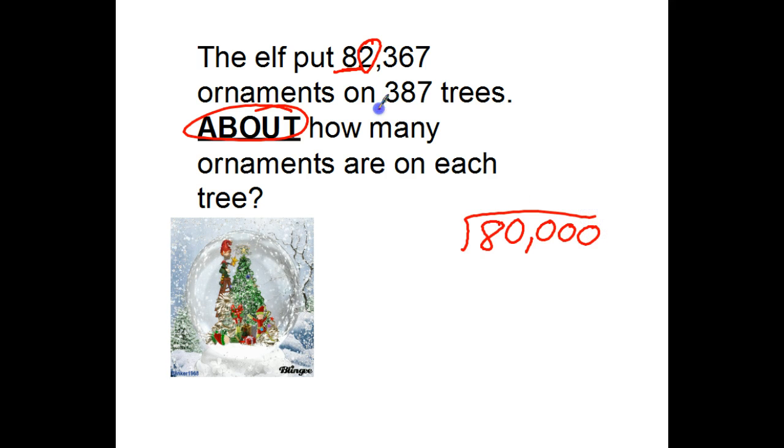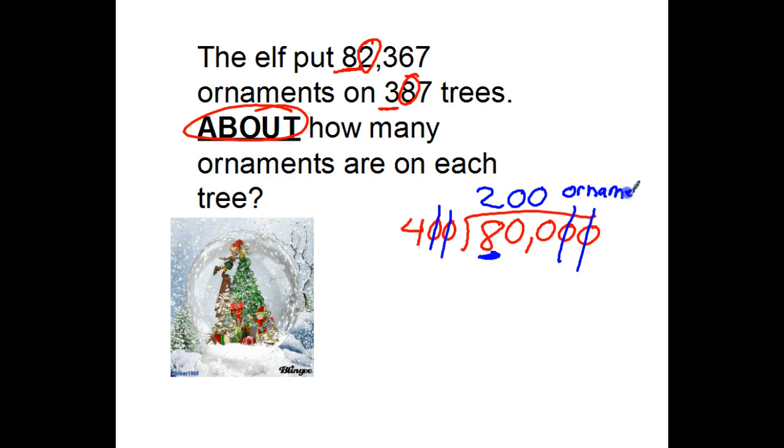And I'm going to divide it by 387, which is going to round off to 400 because I have a level 8 bully, which says get off my floor, go up one more. So that's about 400 trees. Get rid of 2 zeros on the outside, so I'm getting rid of 2 zeros on the inside. How many times does 4 go into 8? 2. I have 1, 2 more zeros there. So each tree has about 200 ornaments on it. Seems like a reasonable number.